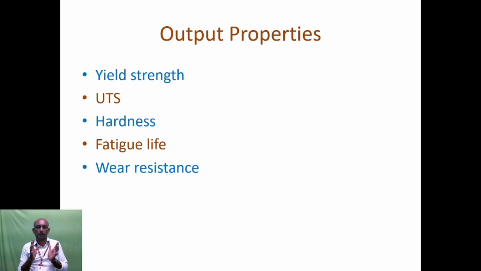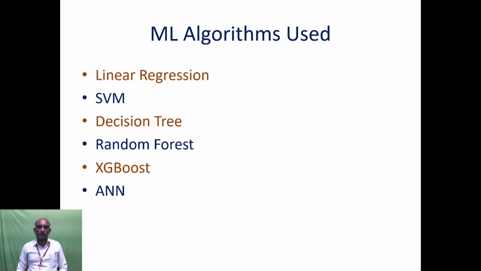So given the input and output data, we can predict the required output properties. From my point of view, I put some limited examples here: yield strength, UTS, hardness, fatigue, and wear strength. Not only limited to that, all other material characterization can also be predicted using machine learning algorithms.